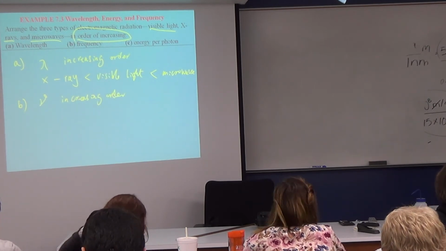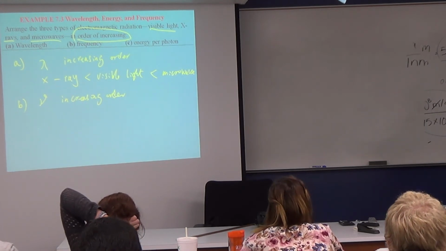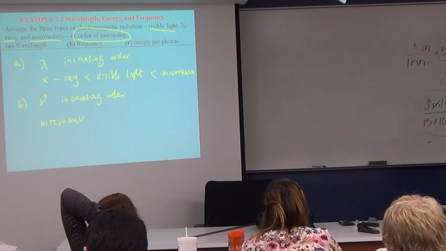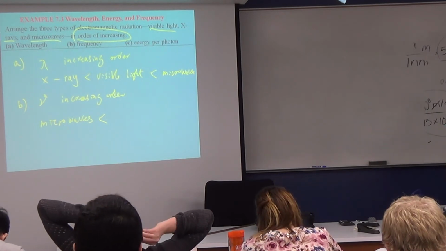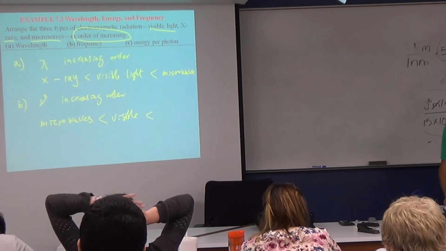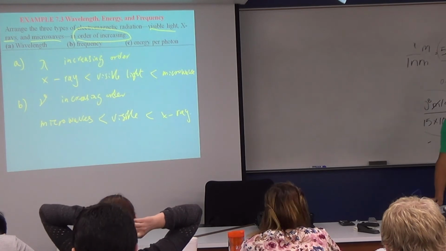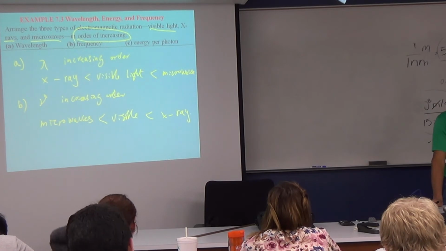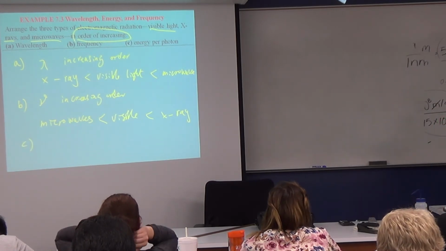Now that will be starting from the one that has the lowest frequency. That will have the longest wavelength, which means what? Microwaves, which have a lower frequency than the visible, than X-ray. X-ray will have the highest frequency in these three, but still a frequency lower than the gamma ray. Okay?